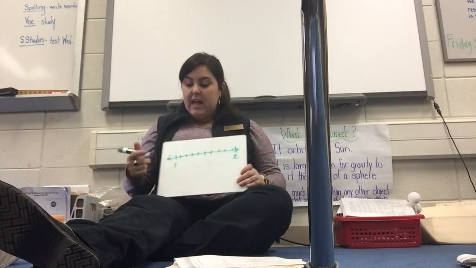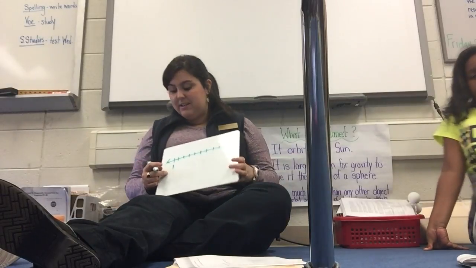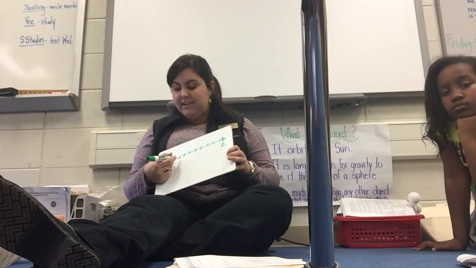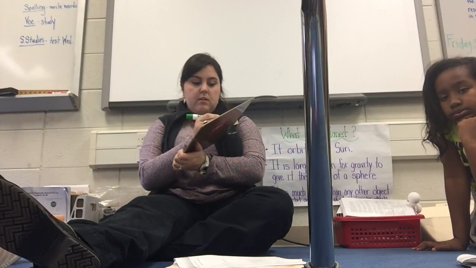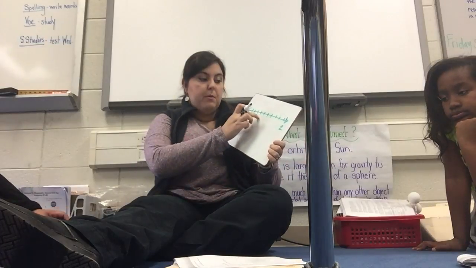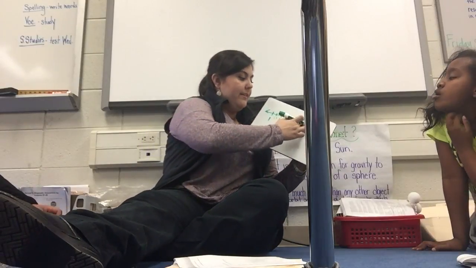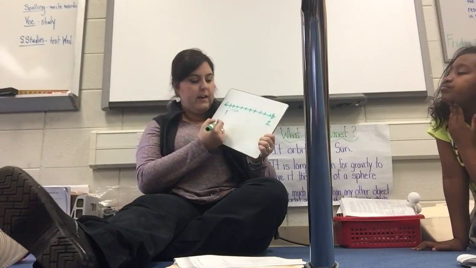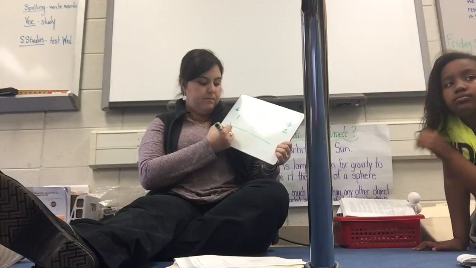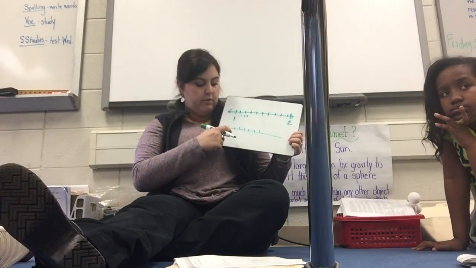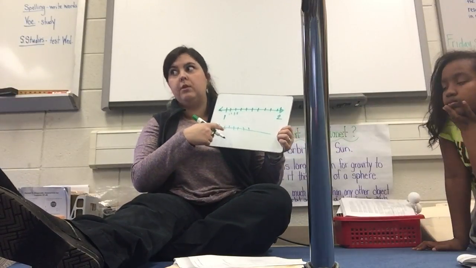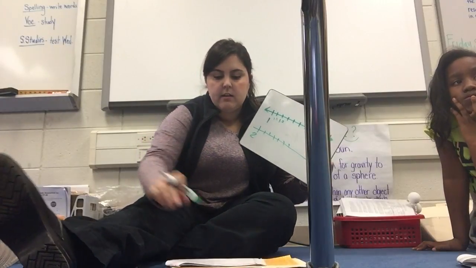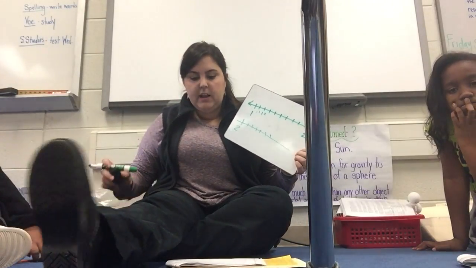As a decimal, I would have 1, and this would be 1.1, 1.2, 1.3, 1.4, 1.5, 1.6, 1.7, 1.8, 1.9, 2. Then we would start all over again. If I had another line where I had 2 right here, then I would go to 2.1, 2.2, and so on and so forth.